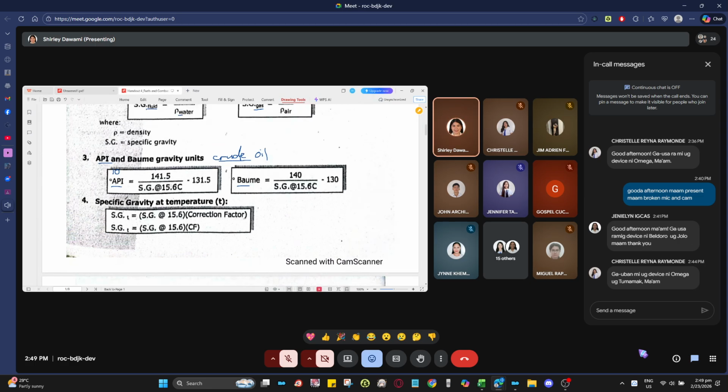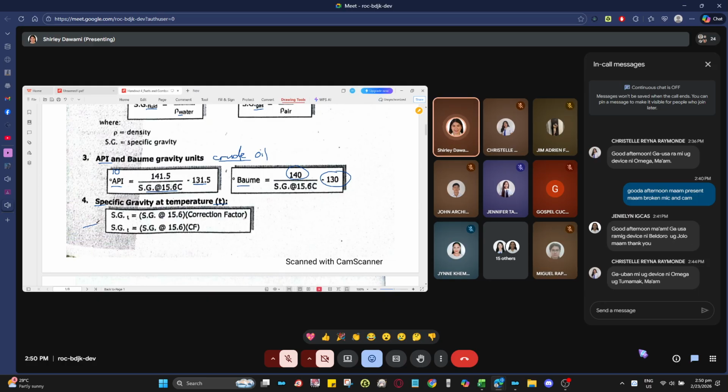Okay, so the formula for degrees API, we have 141.5 divided by SG at 15.6 minus 131.5. Ang difference lang nila sa Baume is 140 and 130. Okay. Next is the specific gravity at a certain temperature. So for example, if we're getting the degrees API or degrees Baume, kinahanglan mag SG, no, at 15.6. Then sa problem, the SG at 15.6 is not given. You still have to find it.